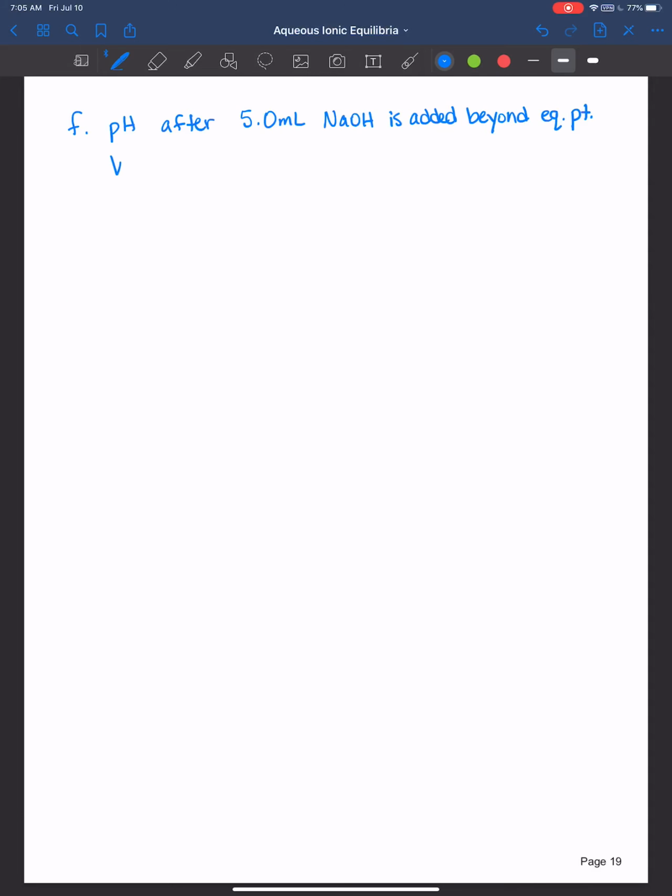So therefore the volume of the sodium hydroxide is equal to 16.8, which is the amount we needed to reach the equivalence point, plus 5 milliliters, is equal to 21.8 milliliters of sodium hydroxide solution that we're adding. Once again, we're adding it to our beaker. We need to do a BCA table. So we write down the reaction that's taking place when we're adding our base.